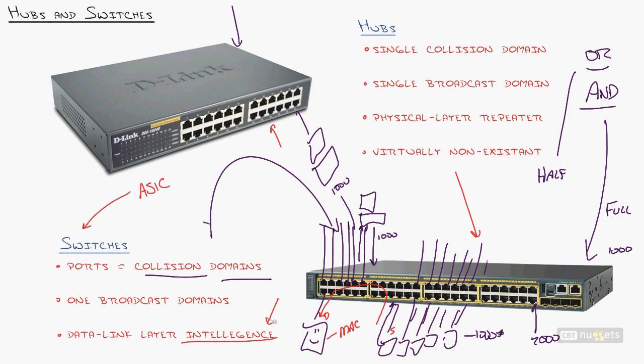Anytime I say a word like intelligent, I just looked at this. That's the wrong tense. One broadcast domain, meaning one broadcast will go everywhere.